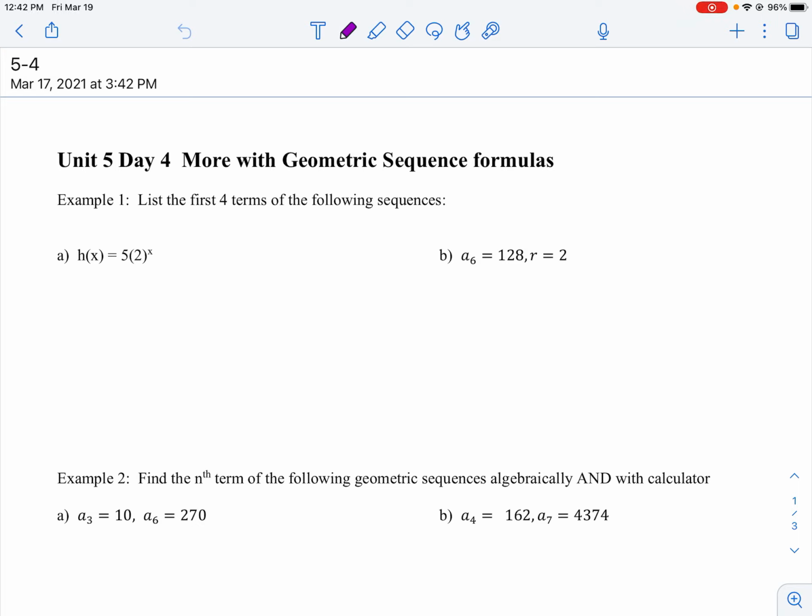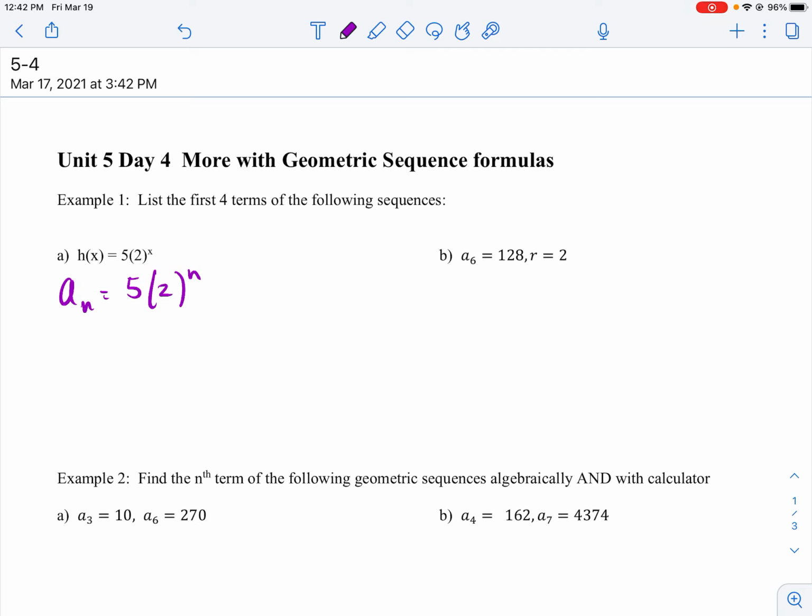Alright, and we're just going to be doing more with geometric sequence formulas. Okay, so in the first example, very similar to an exponential function, these are exponential in nature. So we've got to remember that, again, we're not concerned about the terms in between for this function. We're just concerned about the first four numbers you get when you plug in 1, 2, 3, and 4 for x. Okay, so just to make it look more like what we're talking about, I'm going to rewrite it to make it look like that.